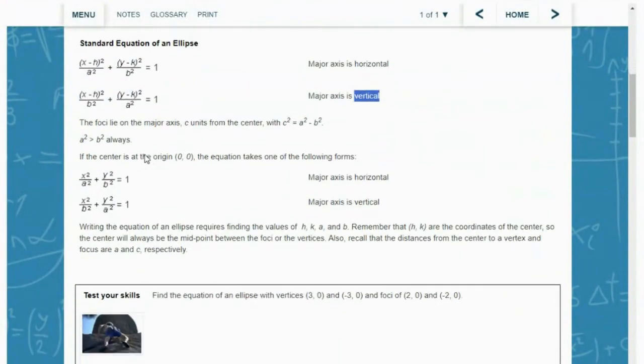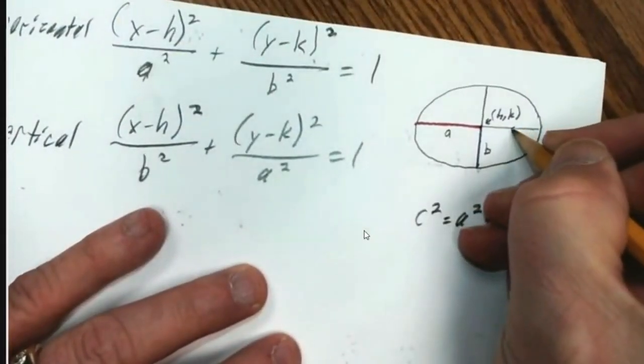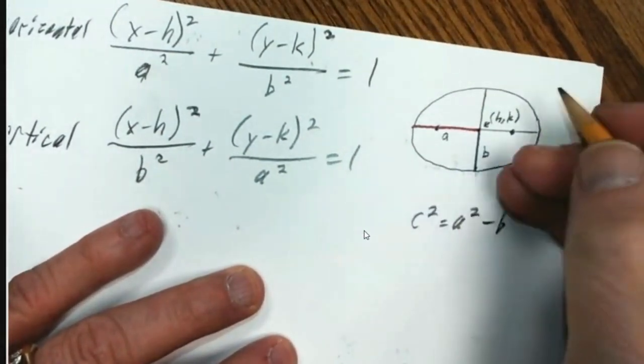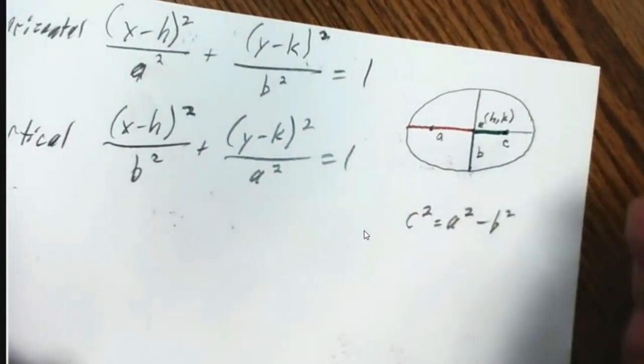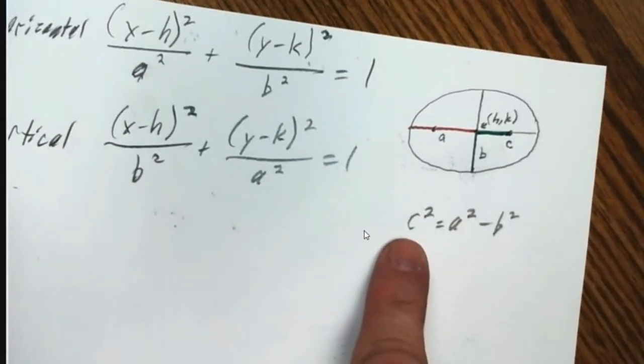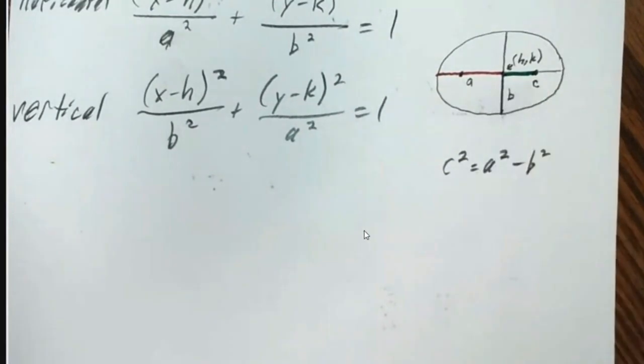Okay, the foci. Here we go. The foci lie on the major axis, and they are C units from the center. And here's how it's defined. C squared equals A squared minus B squared. Okay, so this will be interesting to add to our notes. And the foci would be right there, and we're going to call this distance C. And here's how we find C. We take A squared minus B squared, and that gives us C squared. So we take the square root of that, and that'll give us the distance of those foci.